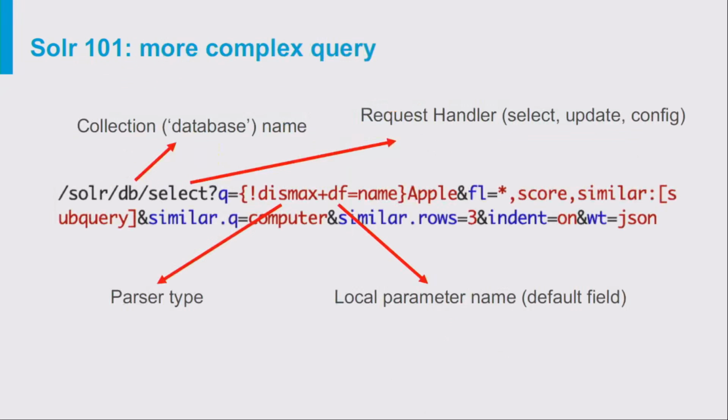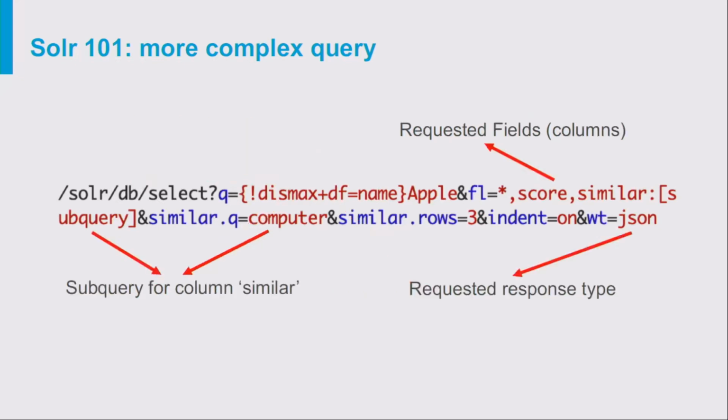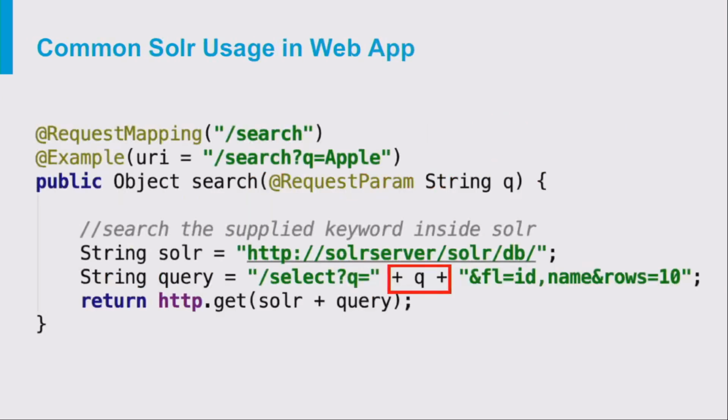And the more complex query may look like that. So you basically need to specify the sentence you need to search for, a collection name, a request handler, which may be a select or update or config operation. You can also specify a parser type, local parameters name, or you can even do subqueries if you want to join other data from other collections. So as you can see here, the request may be quite complex, but it's based on good old HTTP.